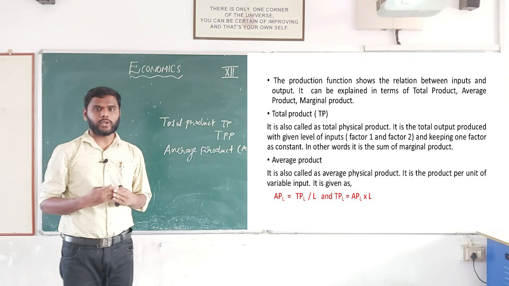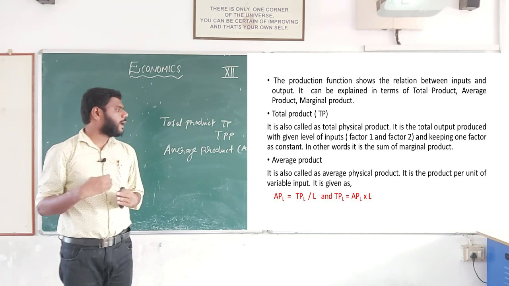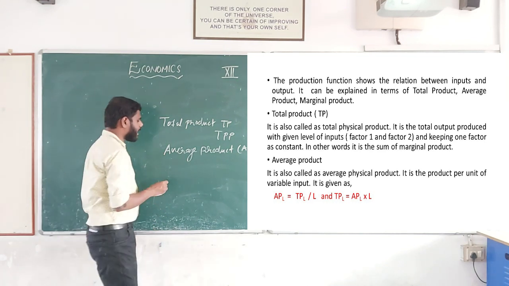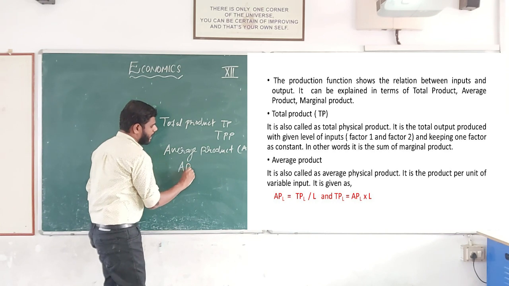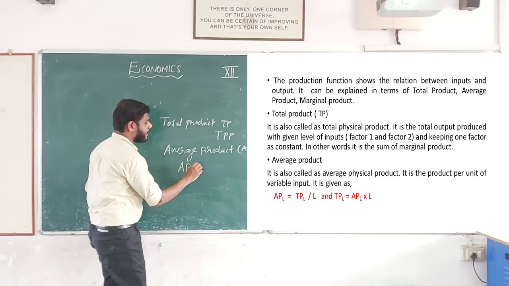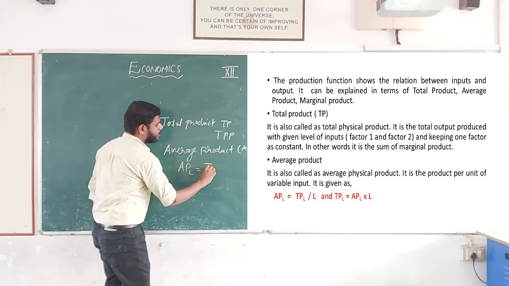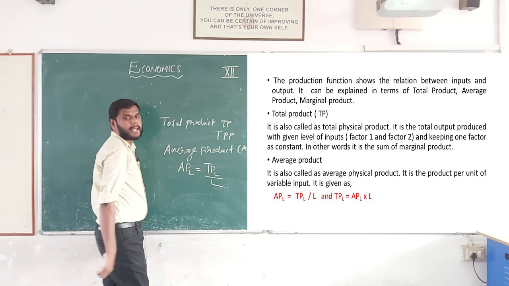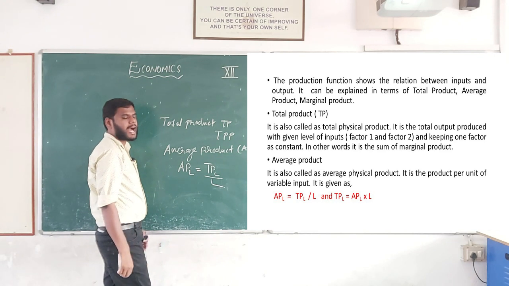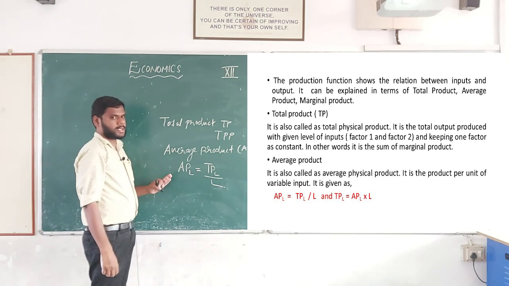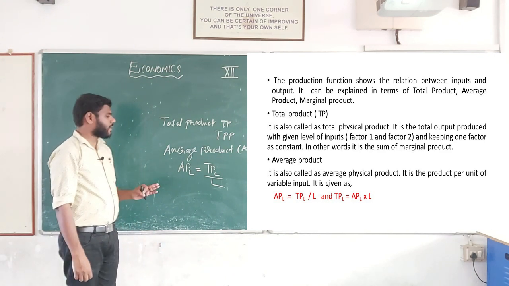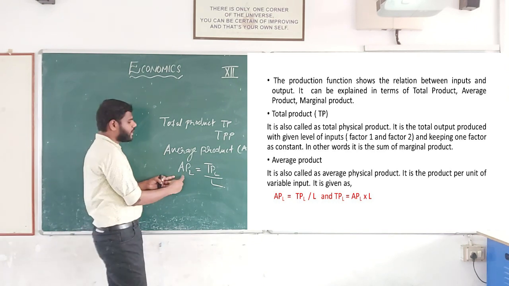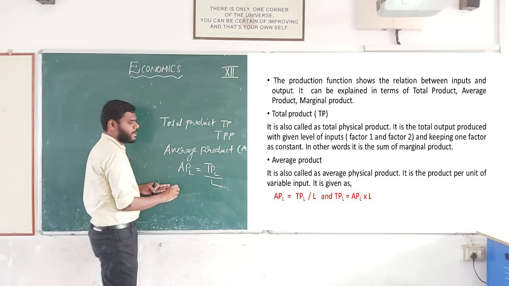It is the product per unit of variable input, and it can be calculated by APL. APL is equal to TPL divided by L. That is known as average product. So from this equation we can find out the TP also.